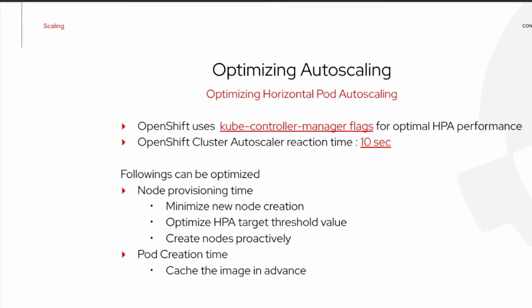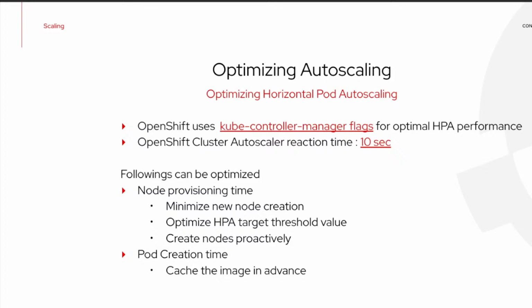As you can see from top to bottom, OpenShift uses kube controller manager flags for optimal HPA performance. These flags have already been optimized. They are fixed and you have no control over this, so therefore you have no control over the HPA performance. You cannot reduce the time. And also the OpenShift cluster autoscaler reaction time is 10 seconds, so in that case, you have no control over that also. And of course, you have no control over node provisioning time and pod creation time. You cannot reduce node provisioning time. You cannot reduce the image downloading time. But you can have some workarounds to optimize them.